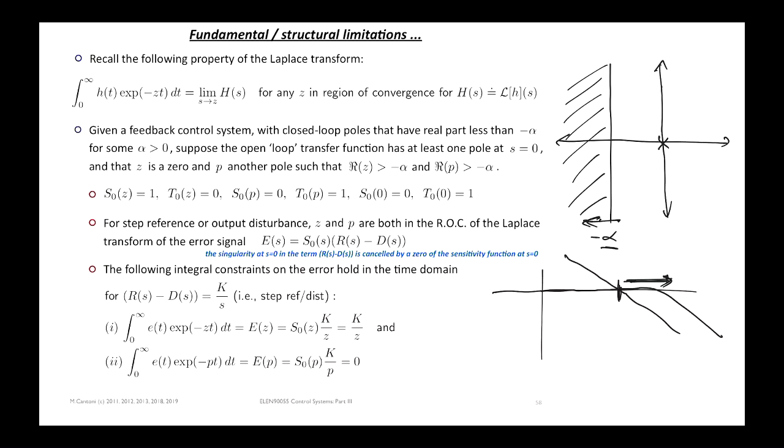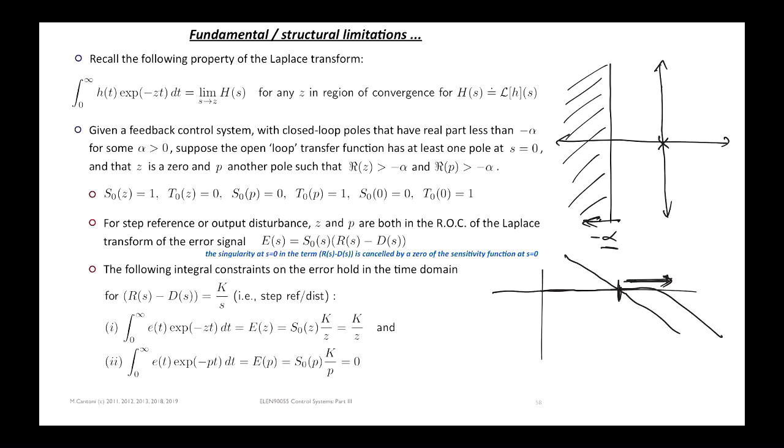And we can do this now because we've verified that Z, where we're going to evaluate this, and P, where we're going to evaluate this, are in the region of convergence for the error signal when the reference and output disturbance are step-like functions. All right? So just plugging that in, we know that this integral must be equal to the value of the Laplace transform of the error signal evaluated at S equals Z. Just by definition of the Laplace transform.